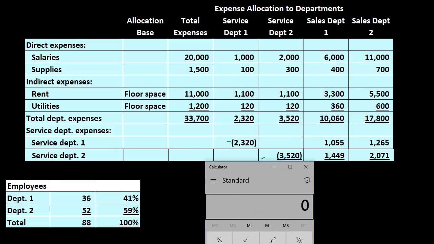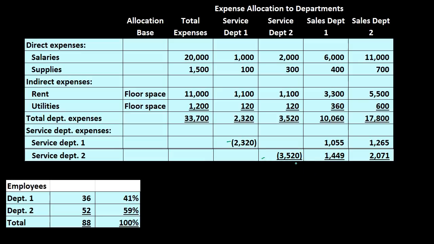Remember that the ratio is rounded, so it's really going to be 36 over 88, this is the real percentage we're using, times the 3,520. That's where we get our 1,449. Again, the rounding's not perfect, but remember, you have to deal with the rounding all the time. And then we have the 3,520 times the 0.59, and that gives us about the 2,071. If we add those two up, 1,449 plus the 2,071, that adds up to the 3,520. So we've applied out the 3,520 based on these percentages, based on the number of employees.